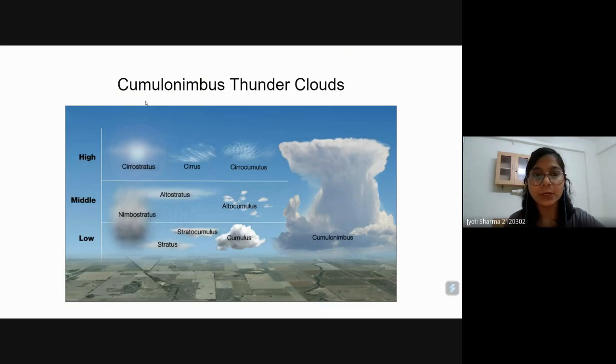Here you can see the cumulonimbus thundercloud. Its height can go up to the stratosphere. It starts from very low and goes to very high, even up to the height of the stratosphere. And these cumulonimbus clouds lead to thunderstorms and heavy precipitation as well. So these are the cumulonimbus thunderclouds.